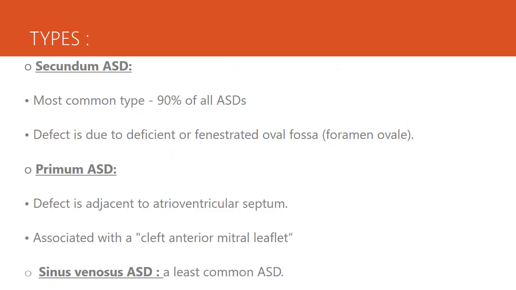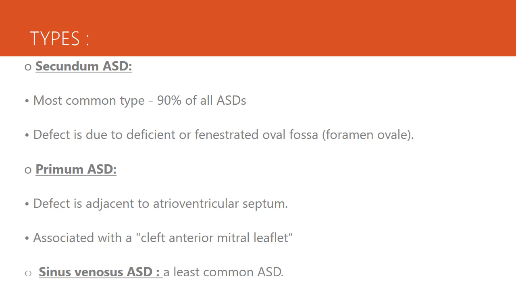There are three common types of ASD: secundum ASD, primum ASD, and sinus venosus ASD. Secundum is the most common type and it comprises 90% of all cases of ASDs, and it occurs in the middle of the atrial septum due to the defect or deficiency or fenestration of the foramen ovale.